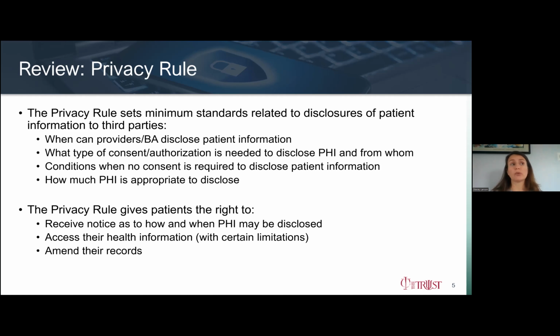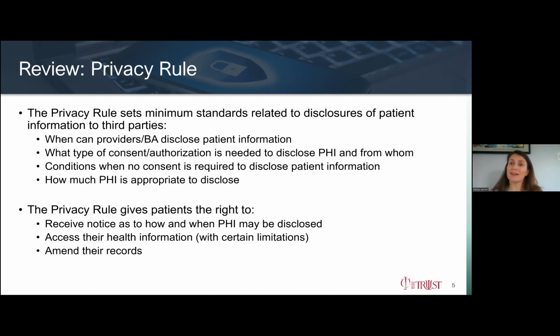You're going to want to be aware of what your state law says about those instances where you are a mandated reporter. And when I'm talking about how much protected health information is appropriate to disclose, the HIPAA rule is very clear that they want the minimum necessary. And so that is the minimum necessary.